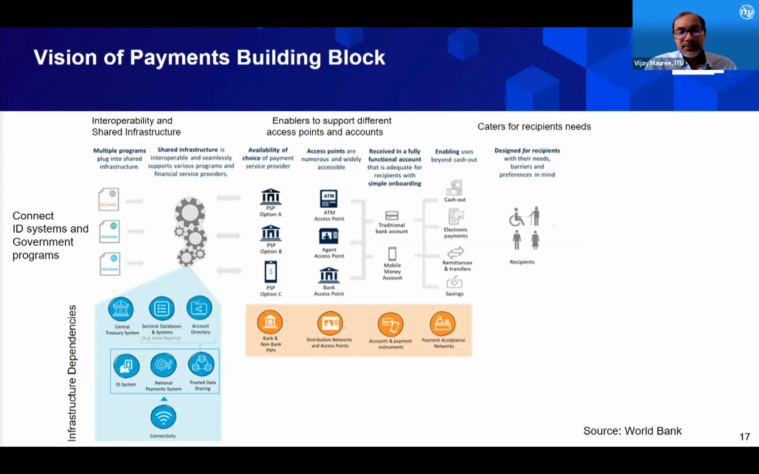So as you can see on the slide, the main objective here is to connect different social benefit programs into a shared infrastructure, which will enable the connection of the ID systems, so that the information regarding beneficiaries, their ID information, and also the payment account information doesn't need to be kept in the beneficiary programs' databases. These could be held where we have the shared infrastructure.